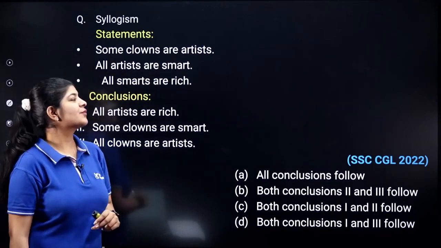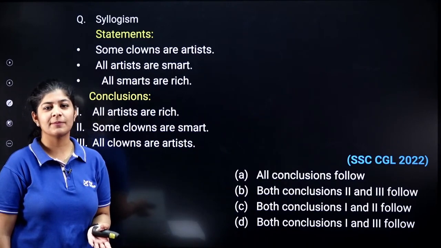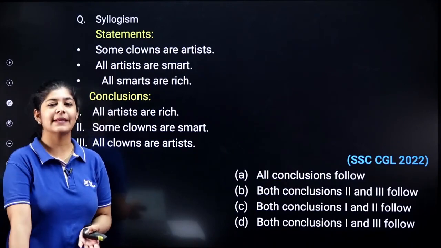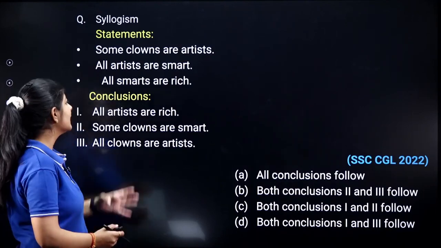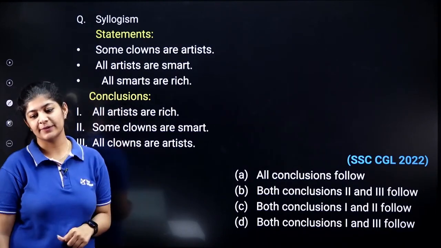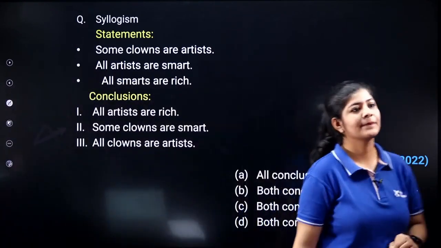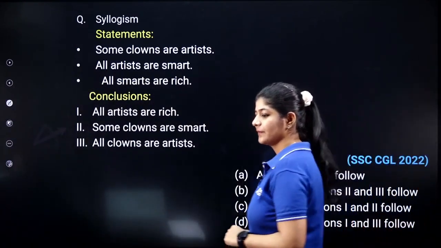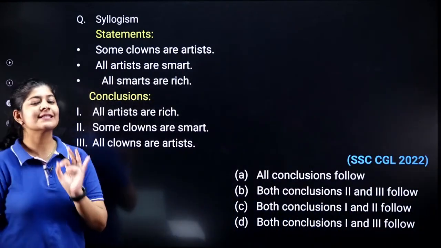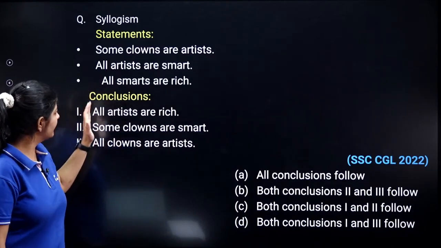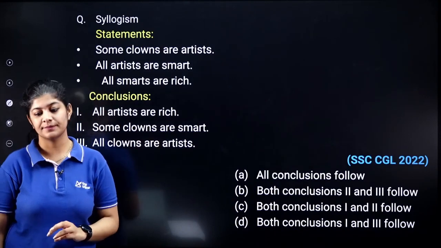So the next question is from the concept of syllogisms, and we all know how to solve such types of problems. You only need to draw the basic diagram, and after drawing the basic diagram you can easily determine which conclusion is correct over here. You need to draw the simple diagram only because here we are not having any possibility case in the conclusions.